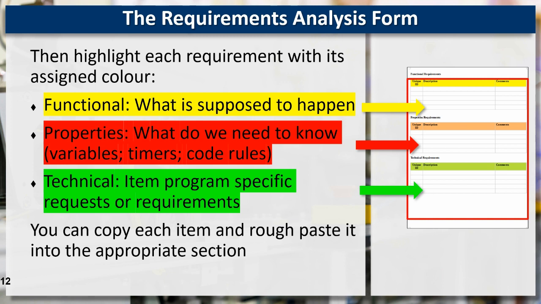Functional will be yellow, which is to figure out what happens. Properties, which will be orange: what do we need to know? The variables, the timers, the code rules, etc. And then the technical, which will be green, and they will identify program-specific requests or standards and requirements. You can copy each item as you are highlighting it and then rough paste it into the appropriate section.